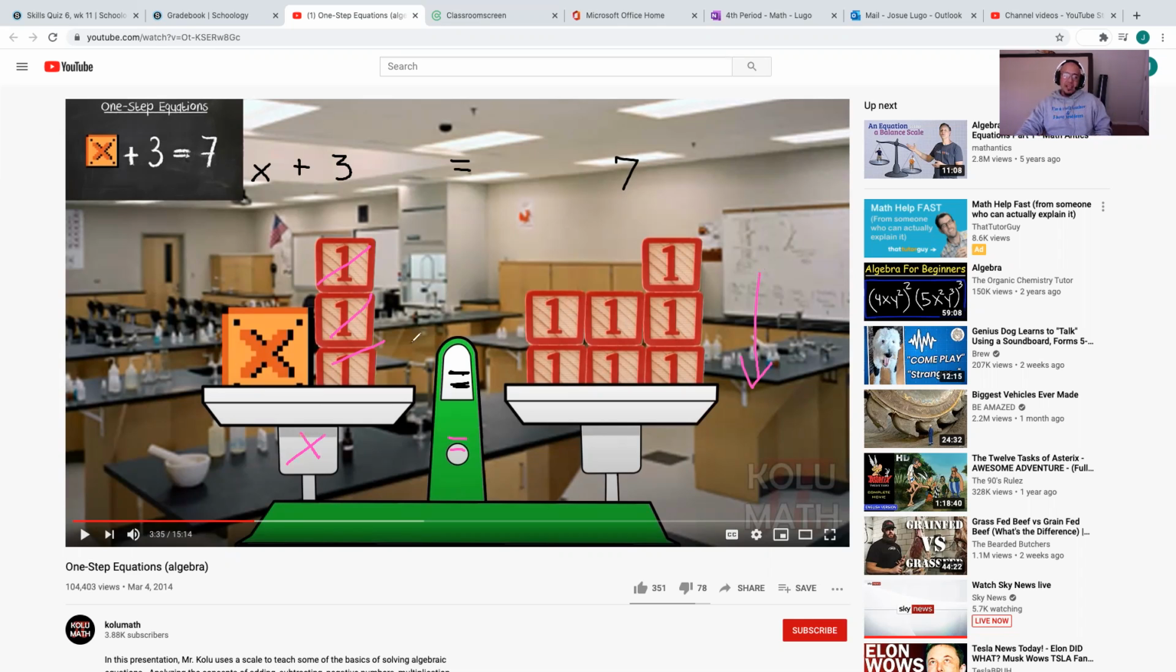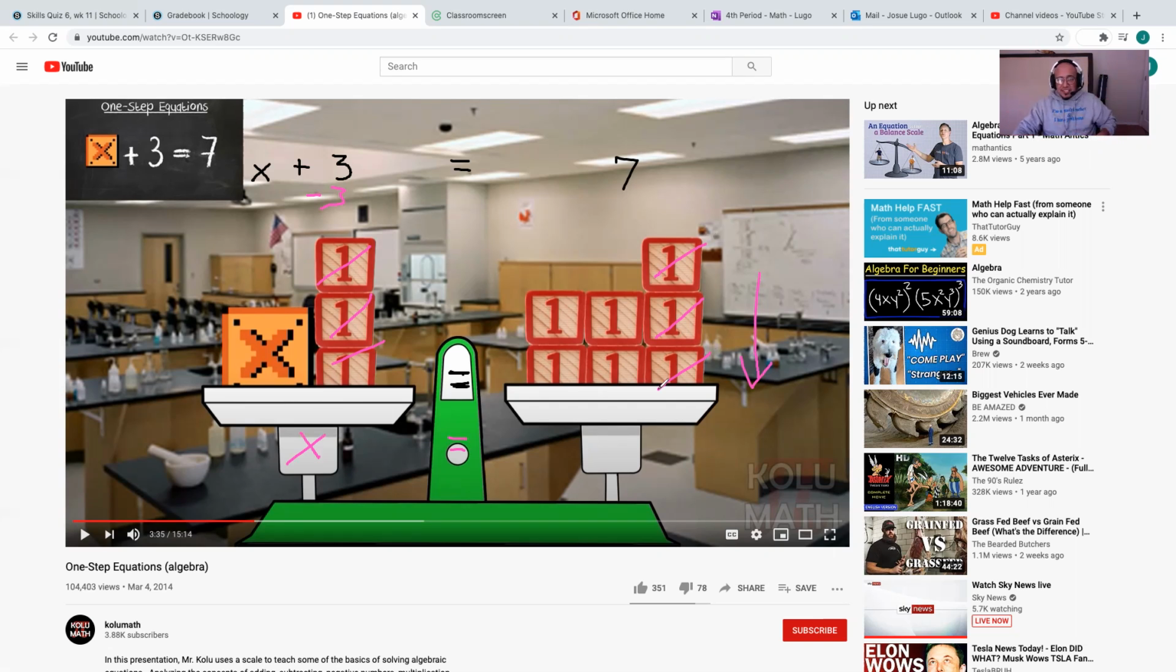So again, yes, I can take the 3 off. I can subtract 3 from the left side, but now it's not balanced anymore. It is no longer equal, unless, ladies and gentlemen, I do the same thing to the right side. I take 3 off. Think about it. They're equal. x plus 3 is equal to 7. I take 3 off from the left side, but then I do the same thing. I take 3 off from the right side.